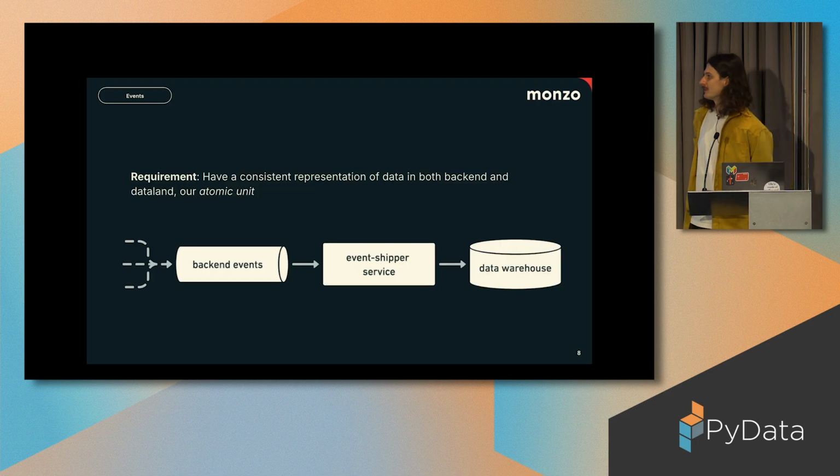Okay, cool. So how do we go about solving this? The first thing we needed to do is, we have these two worlds. We have backend and we have data. We needed to have a concrete schema of a particular point of data available in both environments.